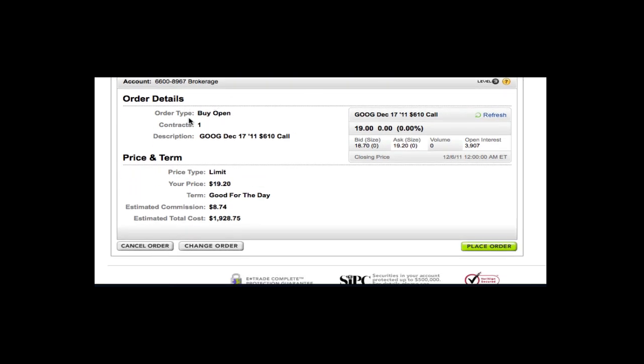Here, my preview order is saying the order type is buy open. That means I'm buying, and I'm buying one contract. The description is Google, and it's giving me my expiration date, which is December 17th of 2011. My strike price is 610 call. So again, my strike price is the price at which, if I'm willing to buy this company at expiration, I'm going to buy it at $610. My pricing term is limit because my price is $19.20. My term is good for a day.